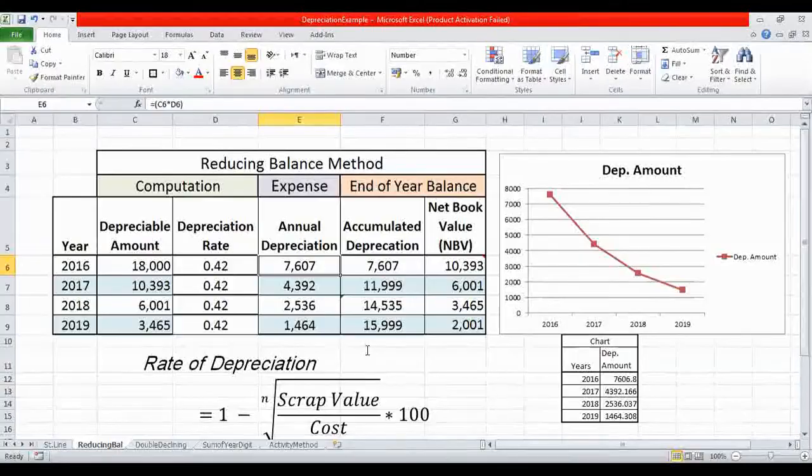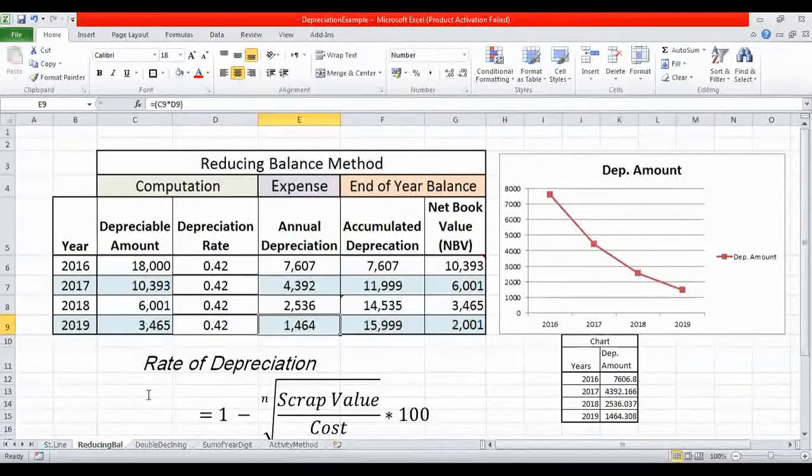Due to these huge expenses, if we use the reducing balance method, then it is going to have a big impact on our net income. Our net income will be understated. As we go along different years, 17, 18, and 19, you can see in 2019, our annual depreciation expense is reported to be only 1,464, which means that in the earlier years of the reducing balance method, we are understating our profits, but in the later years, we are overstating our profit. So this is called the reducing balance method.